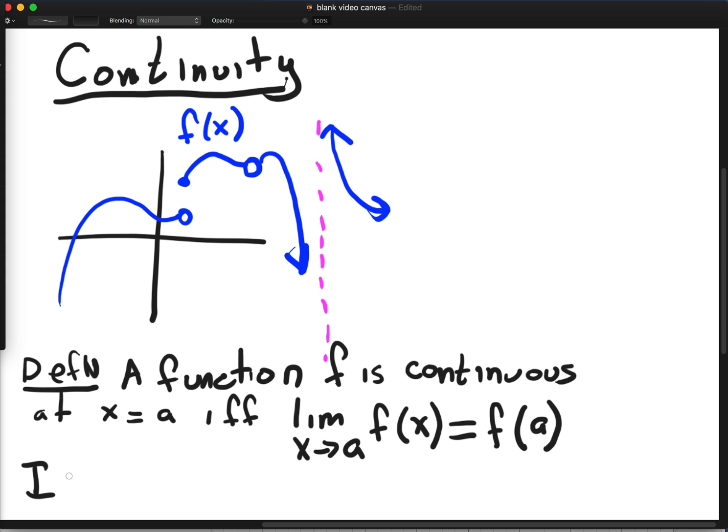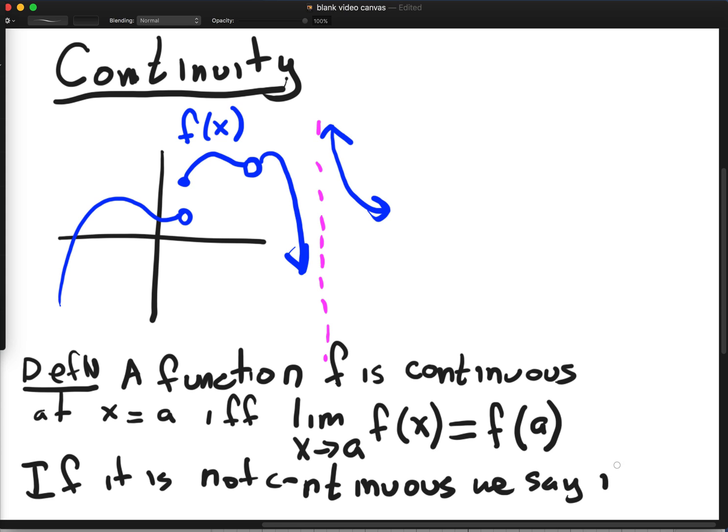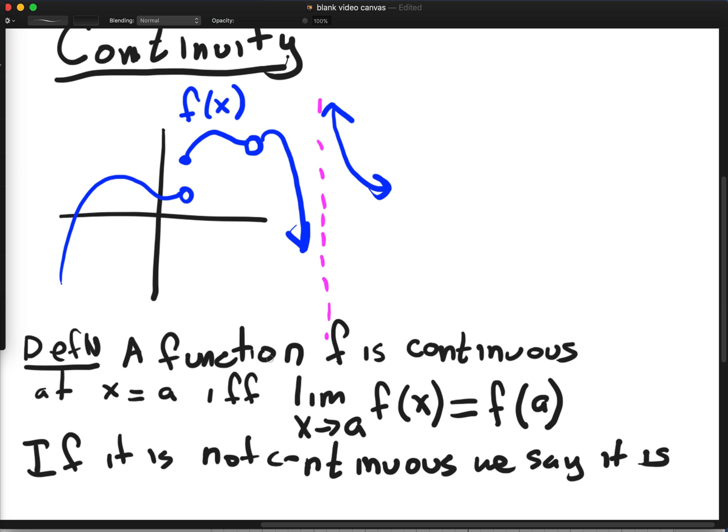Let's see. If it is not continuous, then how would you call that? Take a wild guess. We say it is discontinuous. Okay, good. We say it is discontinuous at x equals a, let's say.